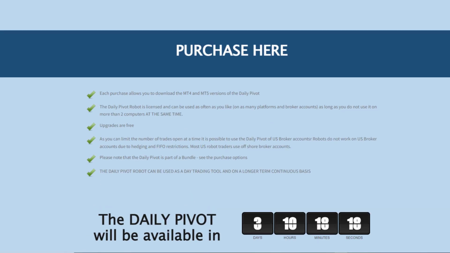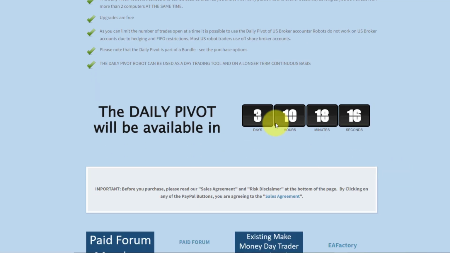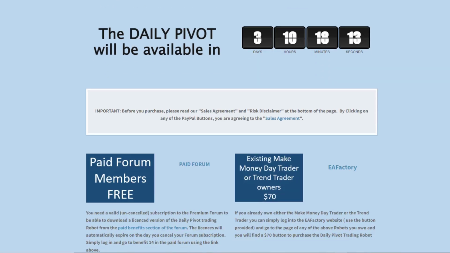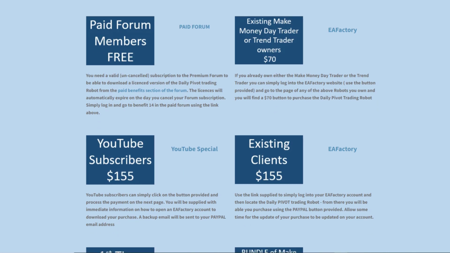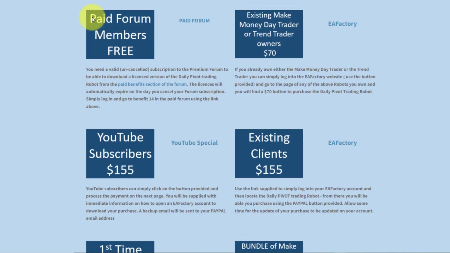And then here's the purchase section. It will be available in 3 days' time. And just to show you the options that are available so that you can start planning your purchase, it is going to be totally free to the paid forum members. And here we are. You just click on there, go into the paid forum, and you can download the EA. It will be licensed, and it will only work while you have a valid subscription. So you might even be a member at this stage, but if you don't have a valid subscription, it will not work.